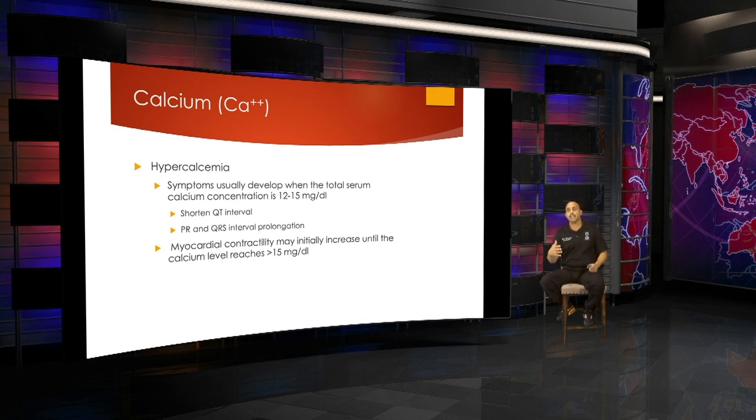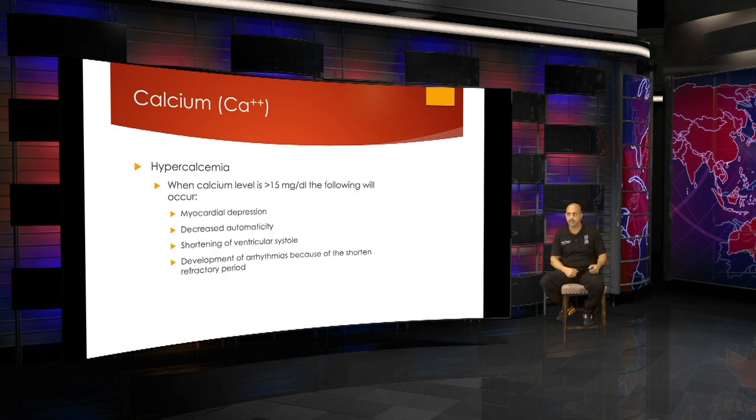All right, so that's how I like to refer to how Felix remembers who's going to prolong and who's going to shorten my QT interval, and that's calcium and magnesium. Why those two? Because those two regulate who comes into the club cell. All right.